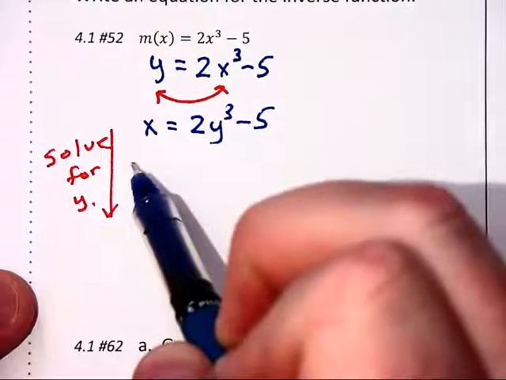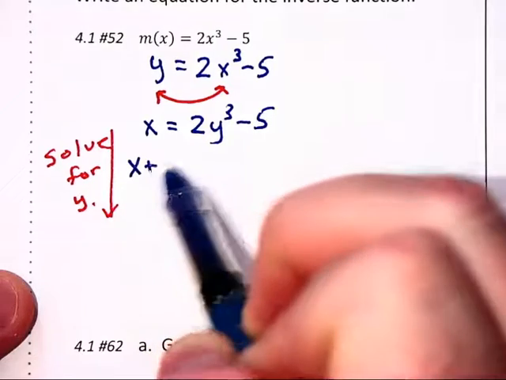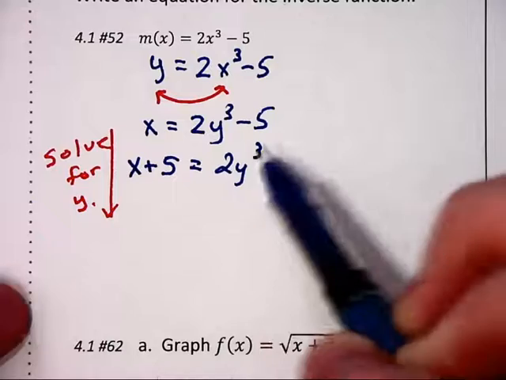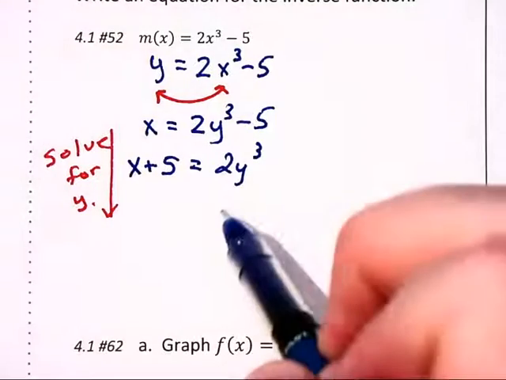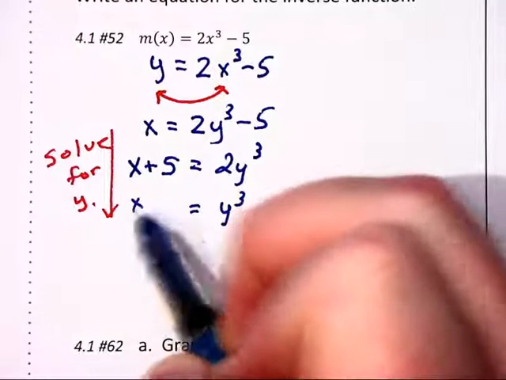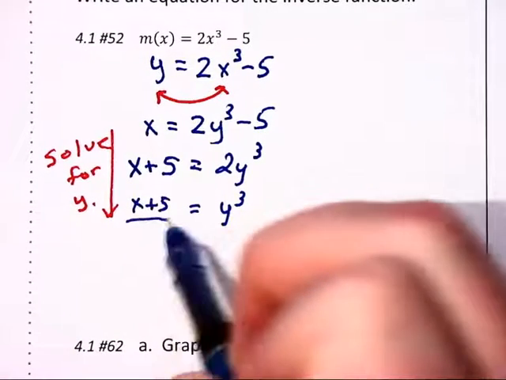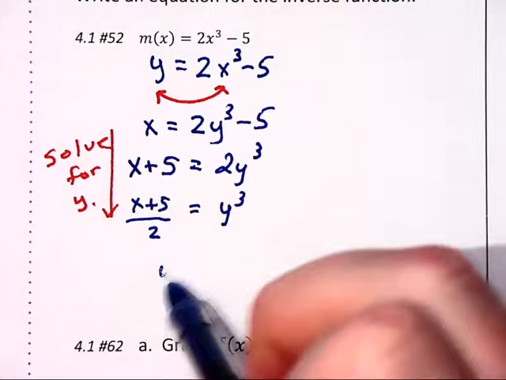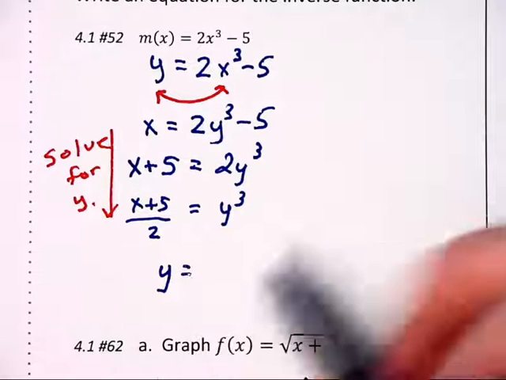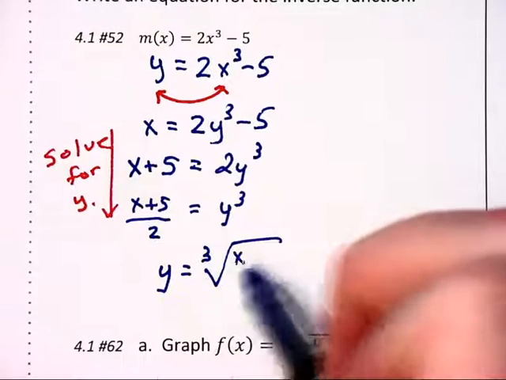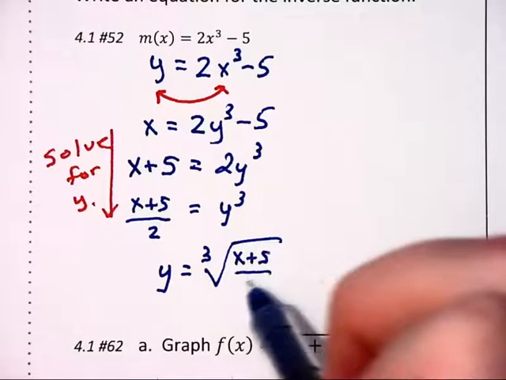First thing we're going to do to each side is add 5. x plus 5 will equal 2y cubed. Then we will divide each side by 2. y cubed will equal x plus 5 all over 2. And then we will cube root each side, and I'm going to switch sides of the equation here, and we will have y equals the cube root of x plus 5 over 2.